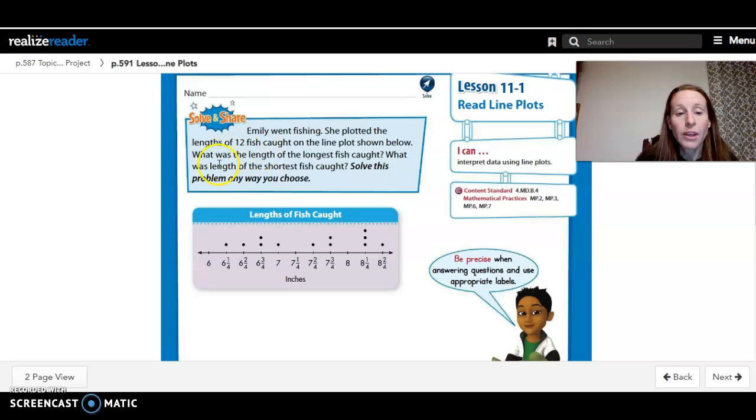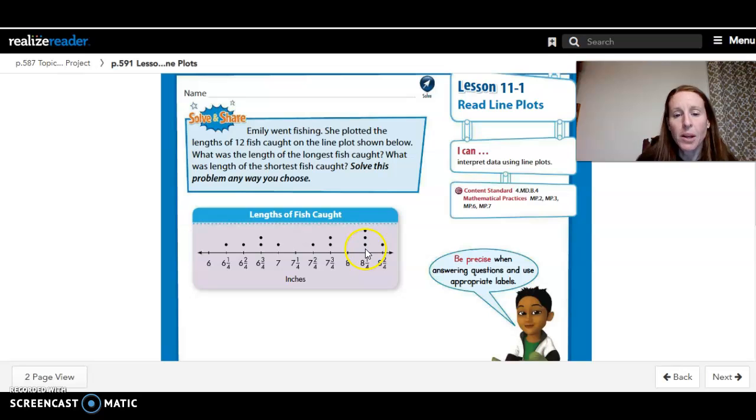So we're looking for the length of the longest fish caught and the length of the shortest fish caught. If I come to my number line, the longest, or the greatest number in this case, is going to be on the right side of the number line. So I'm looking for the largest number that has a dot above it. If I come to the very end of my number line, I come to 8 2/4 inches. There's 1 dot above that. That is the longest fish that was caught.